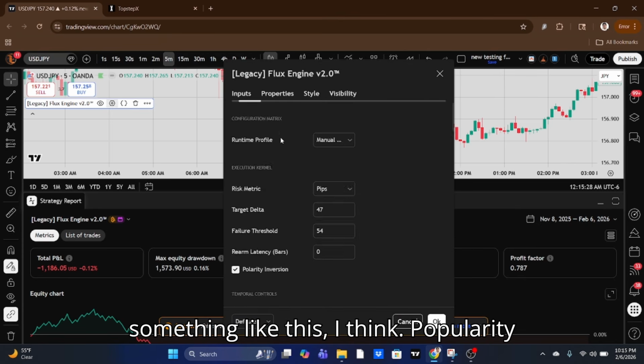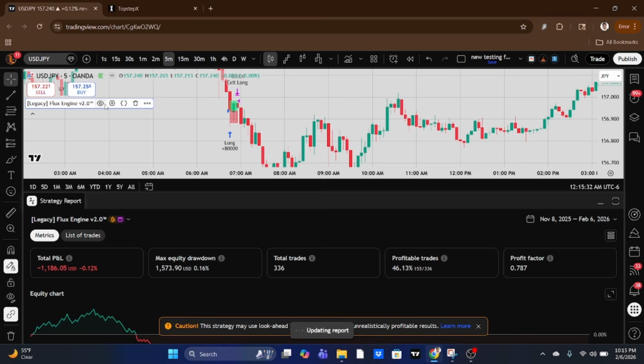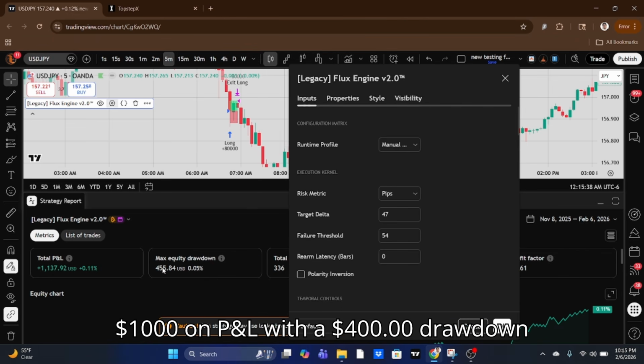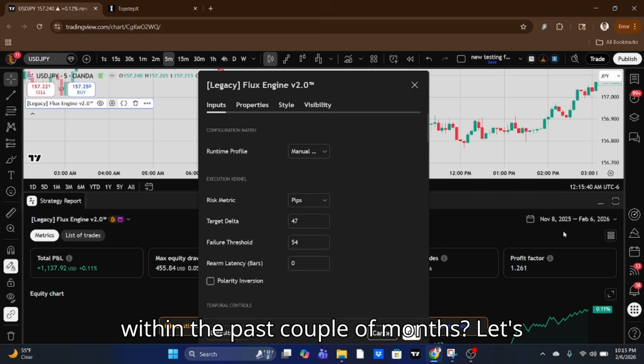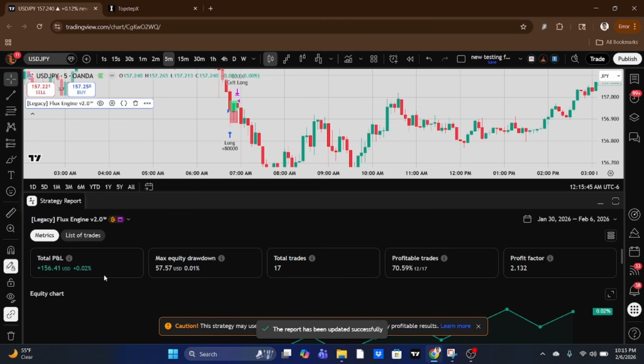I think popularity inversion is actually better with uncheck. So see how it gave me the opposite, $8,000 P&L with a $400 drawdown within the past couple of months. Let's see how I did the last 7 days. So it's still not bad. So you can just play with it.